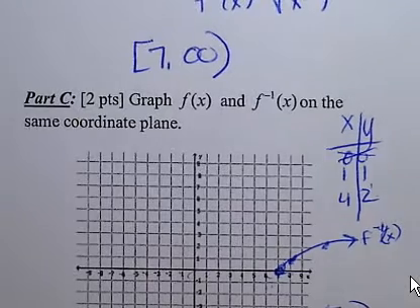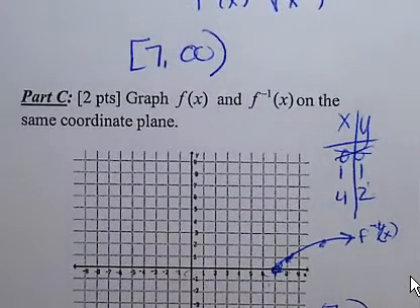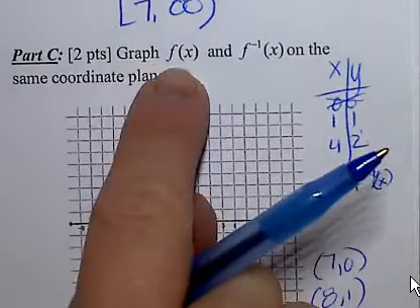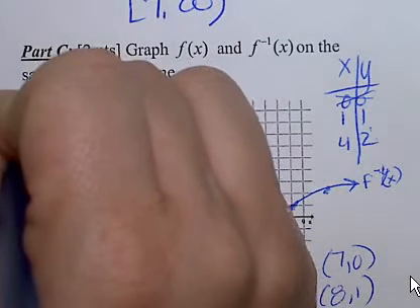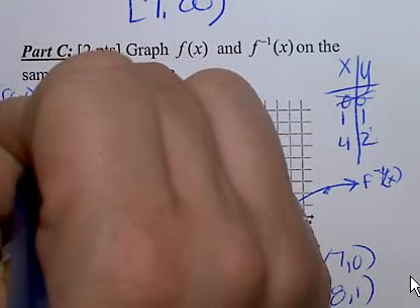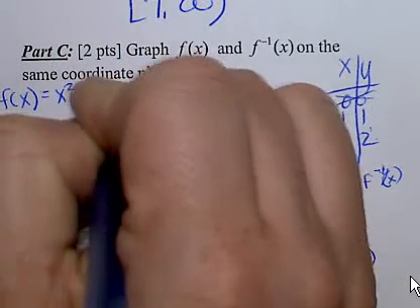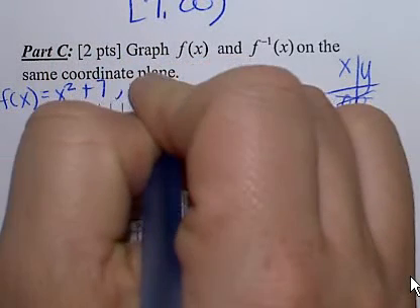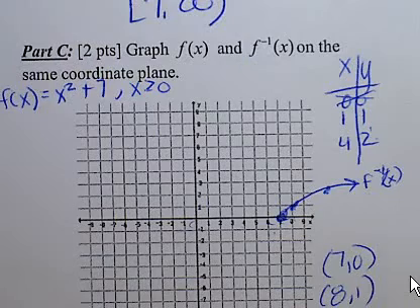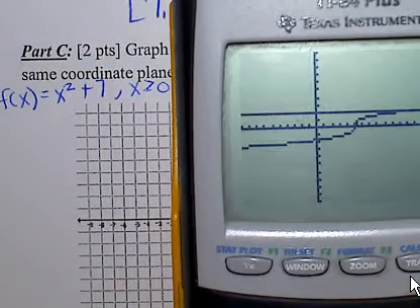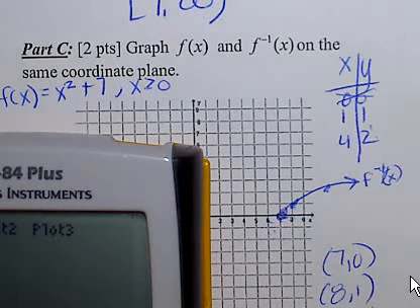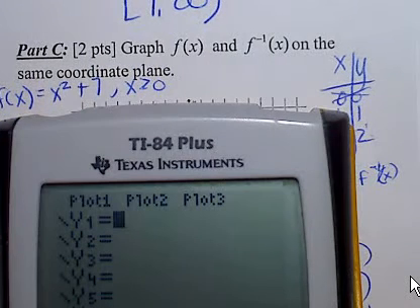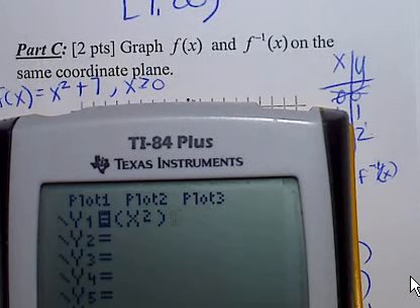Now to come back and finish out part C, we want to graph the original equation. Look back at part A, and I'm going to write it down. It says f of x equals x squared plus 7, but they only want to graph it where x's are greater than or equal to 0. Grab your calculator, please. We're going to plug this in. So in parentheses, I'm going to write x squared plus 7.